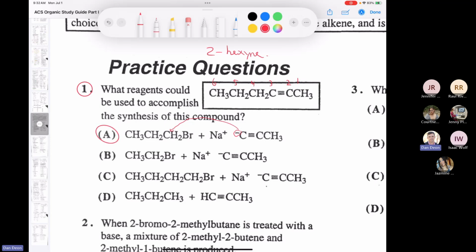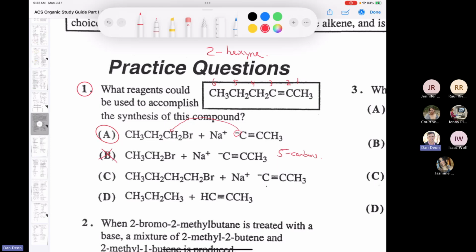Does anybody notice the problem with B? There's a major problem with B. There's nothing wrong with the nucleophile and the electrophile, but there is a major problem with B. Exactly. Thanks, Jenny. This one only has 5 carbons, and we need 6 carbons. So that's a big no-no.